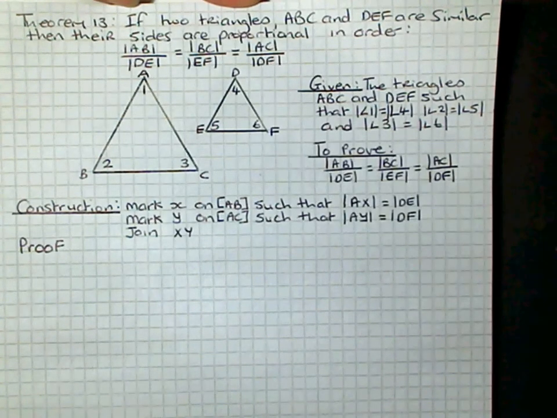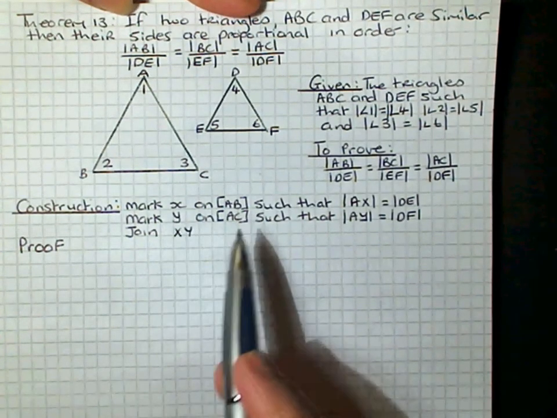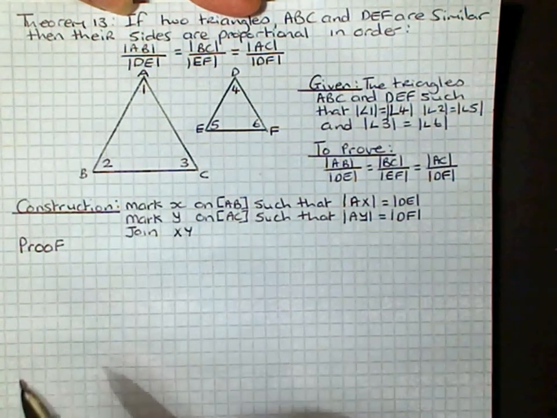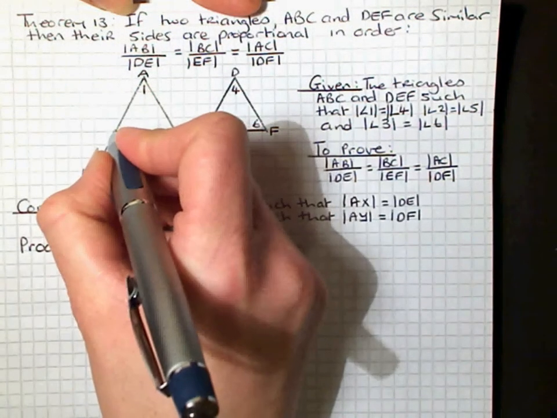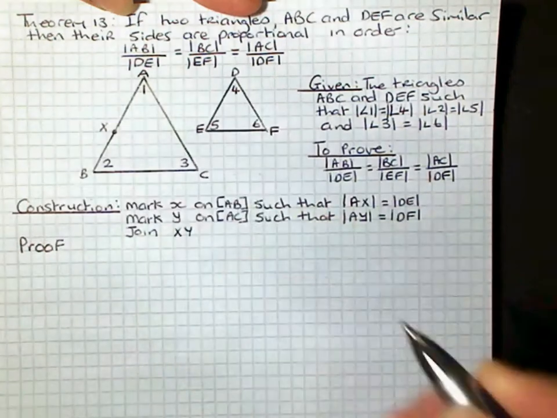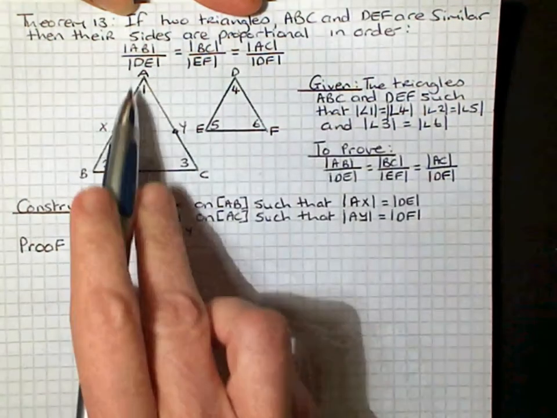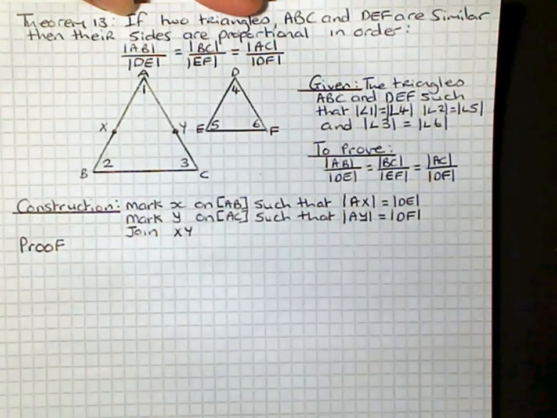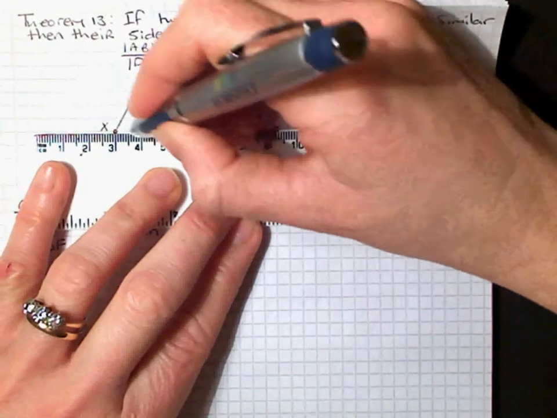So the construction. Mark X on AB such that the length AX is equal to the length DE. So I'm going to mark X just right here. And mark Y on AC such that the length AY is equal to the length DF, and then join X to Y.